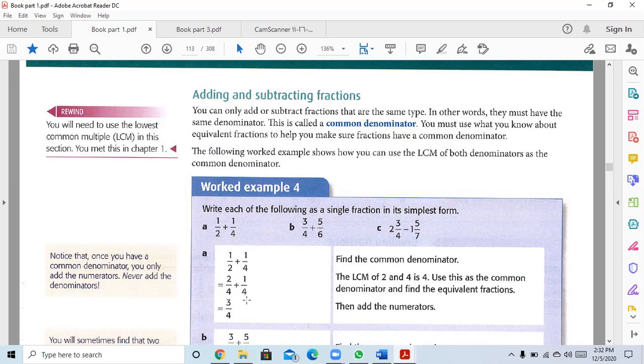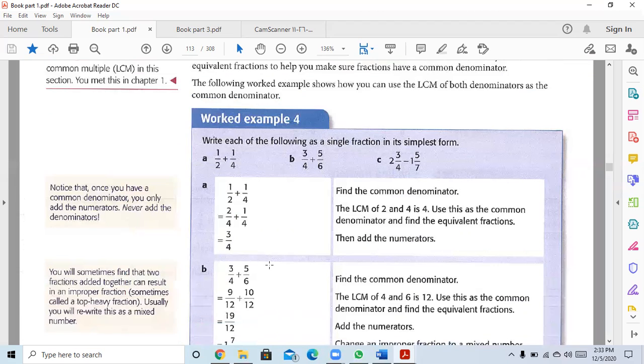This is already 1 by 4, so no need to change this one. Only add the numerators. So 4 is common. Once the denominator is common, you just add the numerators. No need to add the denominators. So 2 plus 1 is 3, divided by 4, because our denominator is the same. If our denominators are different, the first thing you will do is make the denominator the same or common, and later on you will solve.